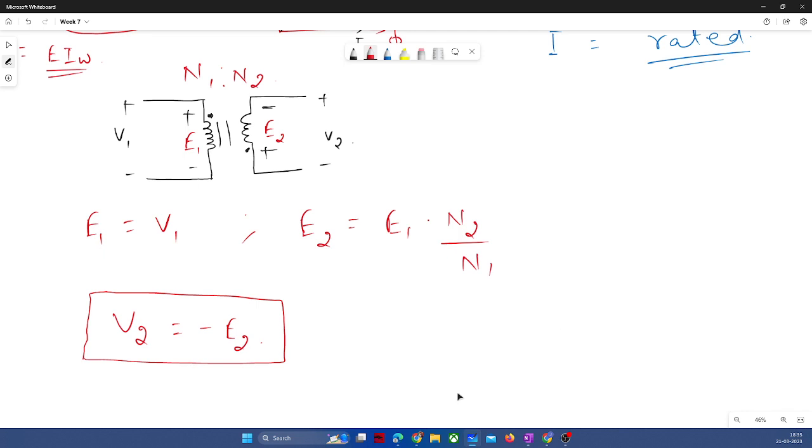This was about voltage. Now coming to the current, if we are following this dot convention, then current must enter the first dot, I1, and it should come out from the other dot. So this will be your I2. So on the primary side, current is entering the dot, and on the secondary side, current is coming out of the dot. So that should be the convention we follow. Any question about that?